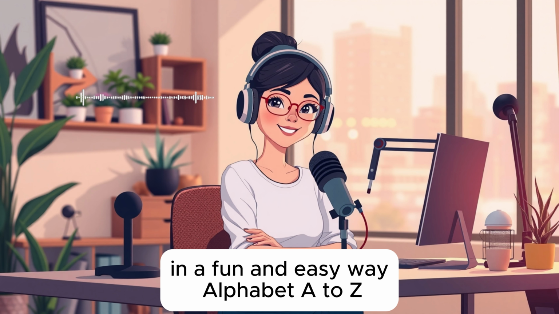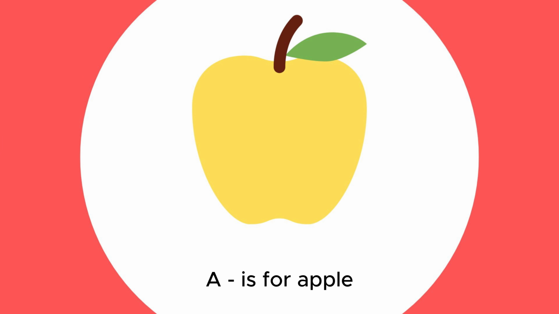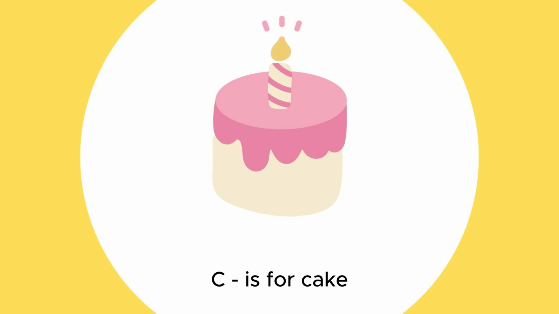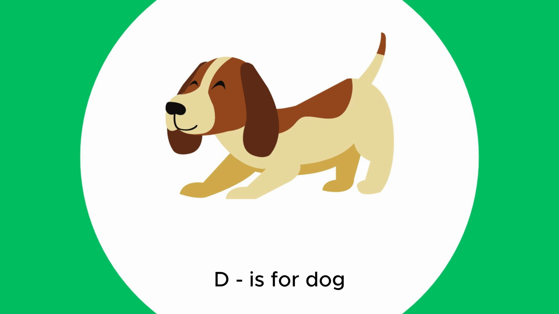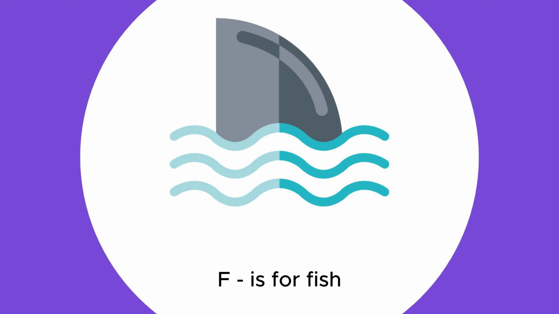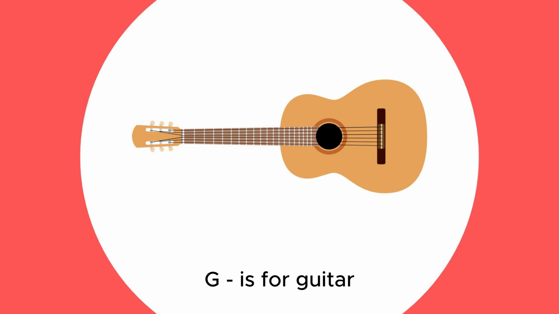Alphabet A to Z. A is for apple. B is for bicycle. C is for cake. D is for dog. E is for elephant. F is for fish. G is for guitar.